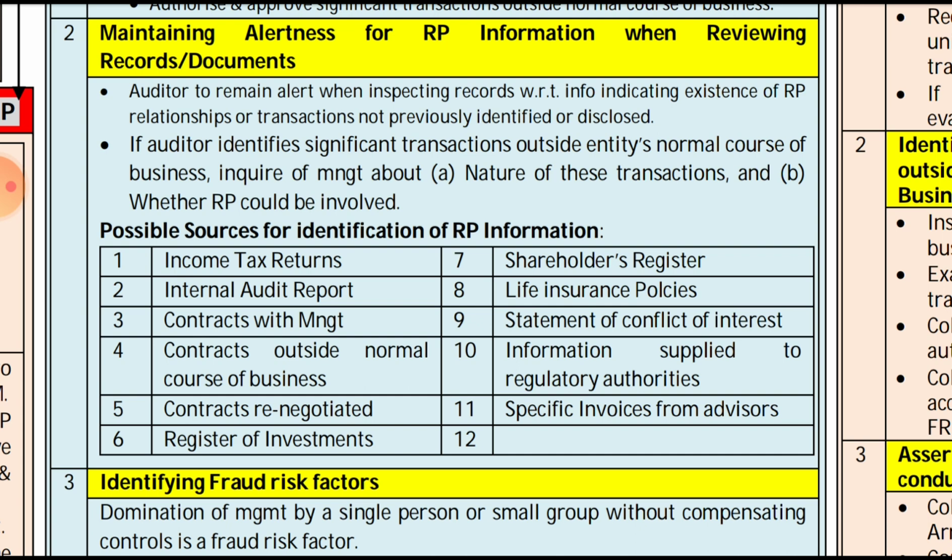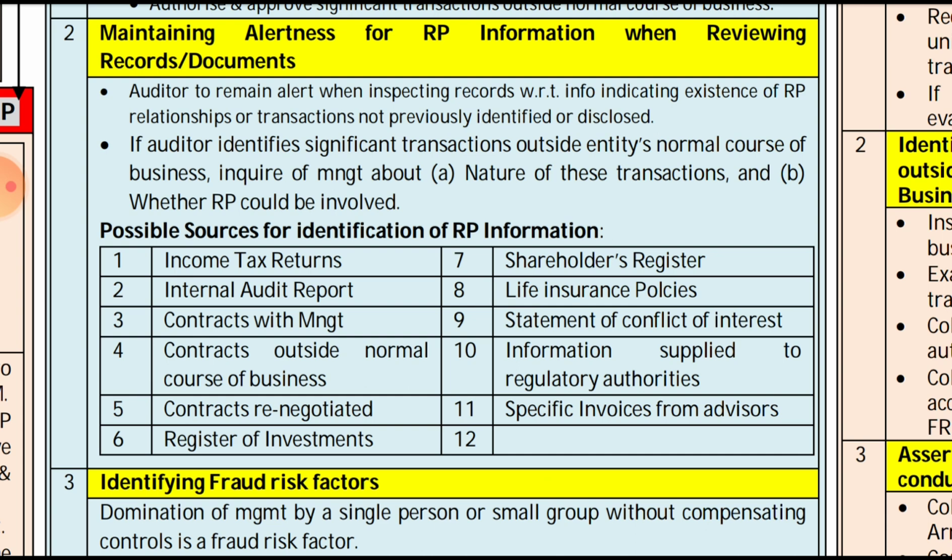That is, while inspecting, he gets to know of information indicating related party relationships and transactions, relationships or transactions not previously identified or disclosed. So he has to be alert to information indicating the existence of related party relationships and transactions which have not been previously identified or disclosed.